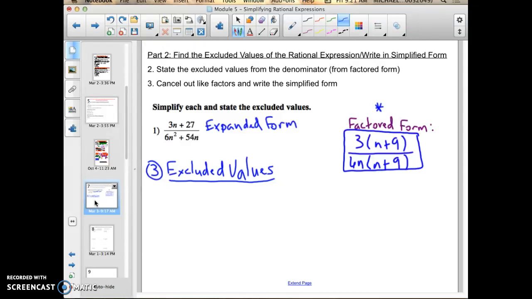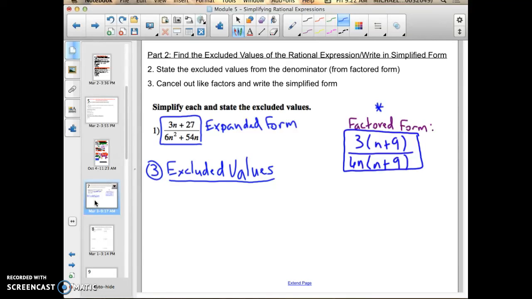Excluded values are numbers that can't be included into the rational expression. So again, if you remember from Module 3, expanded form and factored form are the same rational expression, just written in different forms. And so there are numbers that can't be included into this rational expression, because if they were to be included, they would make it not exist, or they would make it not work, because now there's a denominator.